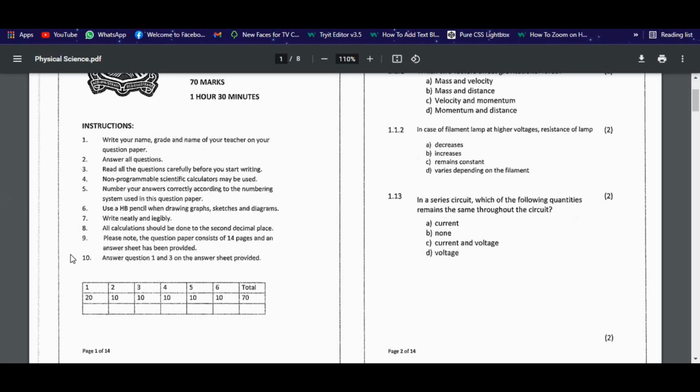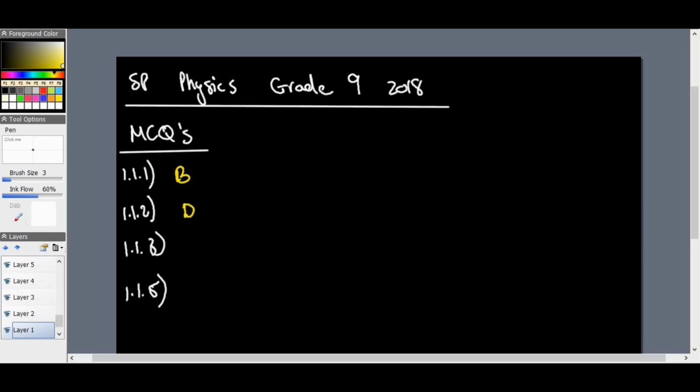For 1.1.3, it is option A, which is current. Current always remains the same in the circuit. In other words, the current that's applied in the circuit will not change, unless you change the battery or you change the voltage. Voltage of the circuit is usually supplied from the battery. But current stays the same no matter what or no matter where in the circuit.